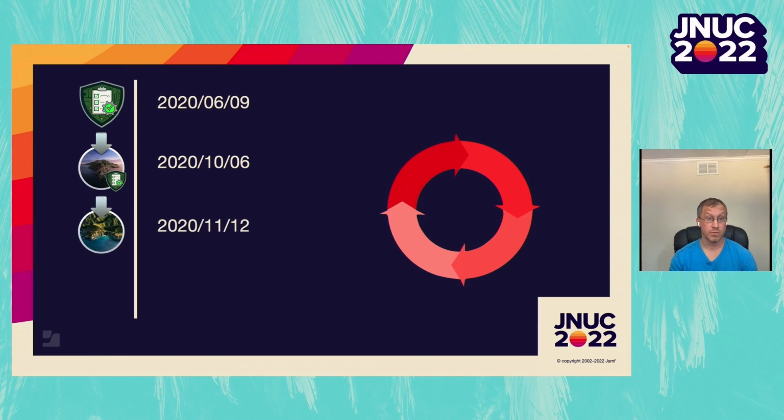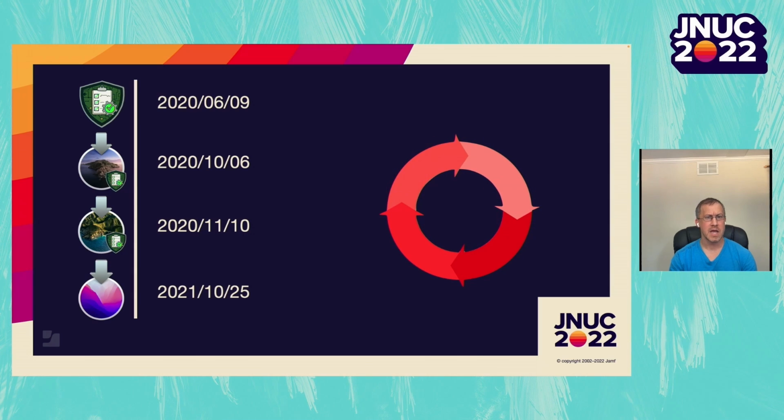Big Sur was released on November 12th, 2020, 1 month after our guidance for Catalina. We released compliance guidance on November 10th, 2 days before the release of the operating system. So how about macOS Monterey? It was released on October 25th, 2021. How did the compliance project do with Monterey? We released our guidance for macOS Monterey 5 days prior to OS release.